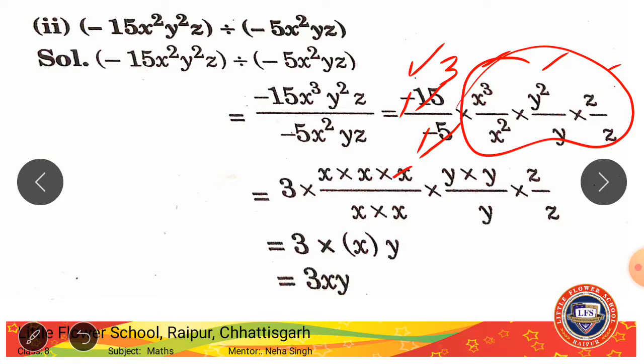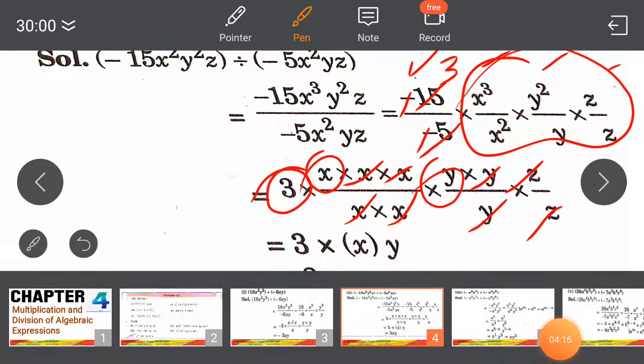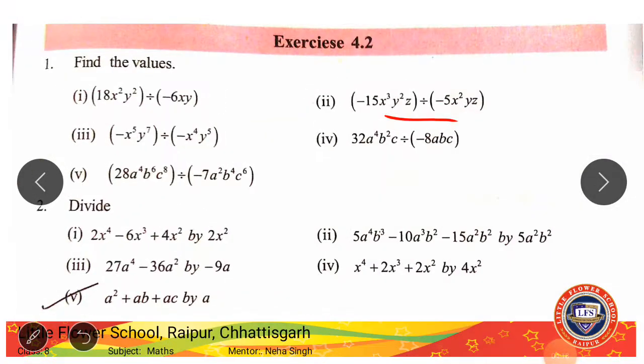Now you can easily cancel. 1x will be cancelled, here x will be cancelled. Now this x has no x left to get cancelled, so this x will remain in our answer. 1y will get cancelled, that y will remain, z and z will get cancelled. So we are left with 3x and y. So our answer is 3xy. Understood? Like this only, simpler questions you have in this exercise.